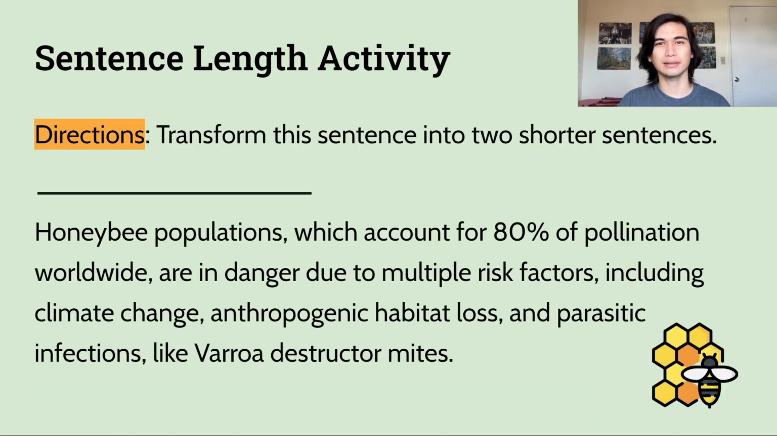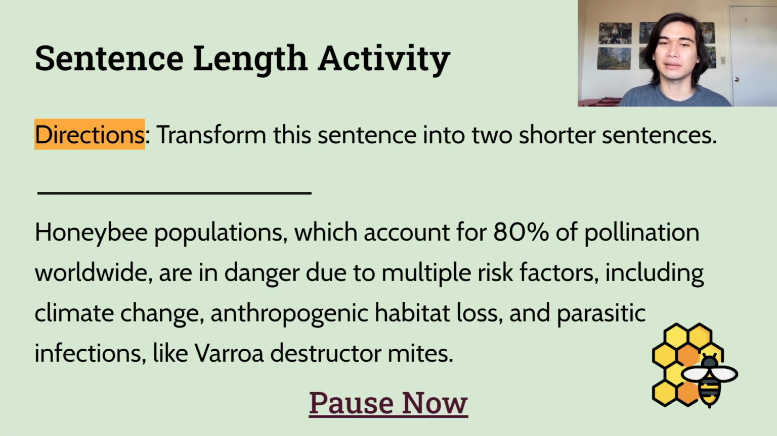We can practice on this short activity. Transform the lengthy sentence into 2 shorter sentences. Honeybee populations, which account for 80% of pollination worldwide, are in danger due to multiple risk factors, including climate change, anthropogenic habitat loss, and parasitic infections like Varroa destructor mites. You can pause the video now.